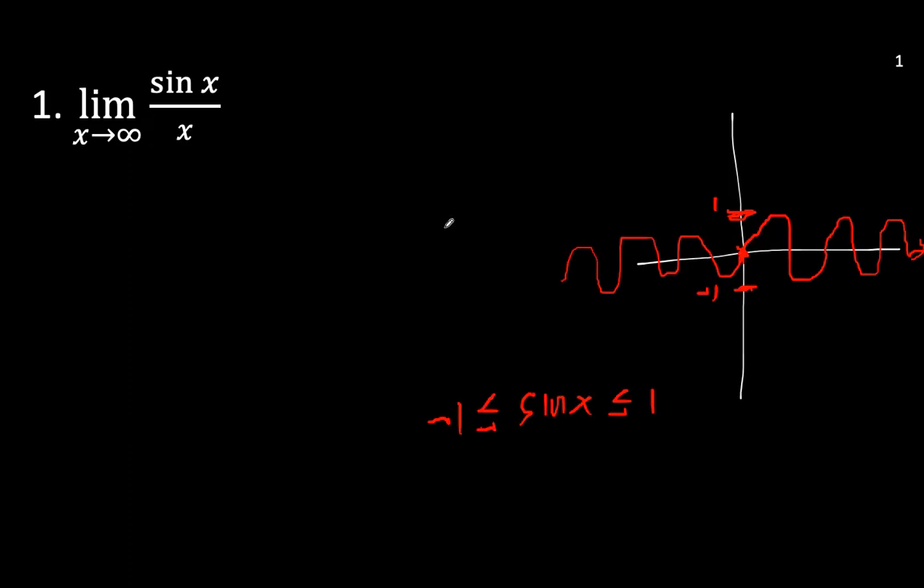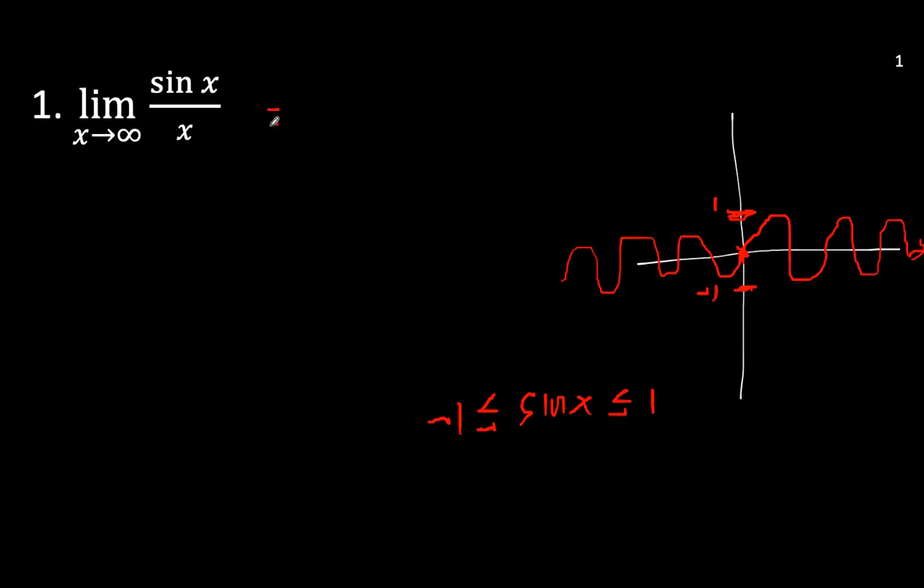Okay, so as x approaches infinity, there is no specific value that this graph is approaching, because it keeps on rising up to 1 and falling down to -1 and going up again and down again, up again and down again. So the limit is quite hard to identify or determine. All right. However, if we analyze the given function sine x over x, now let's analyze it first.